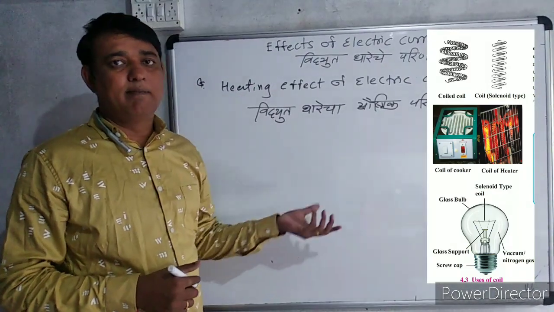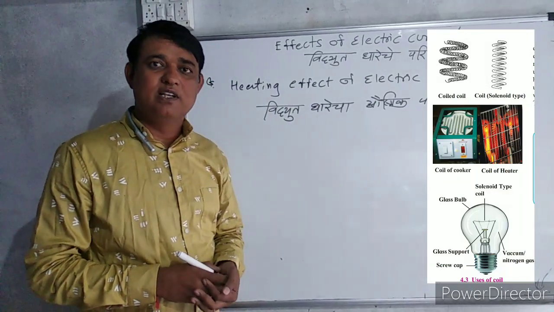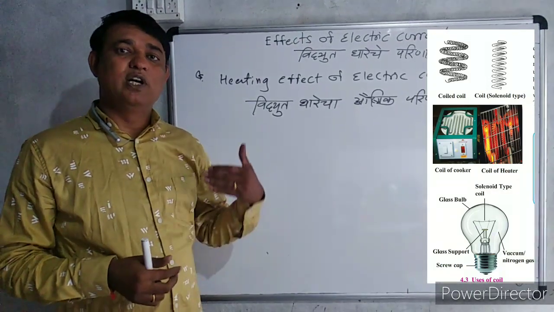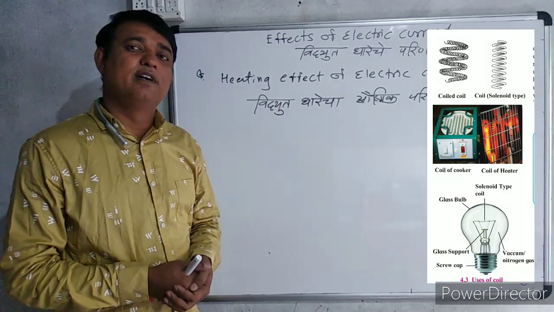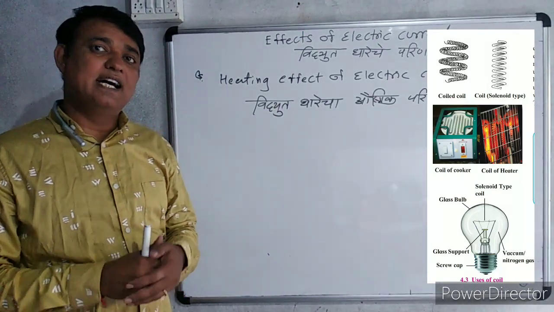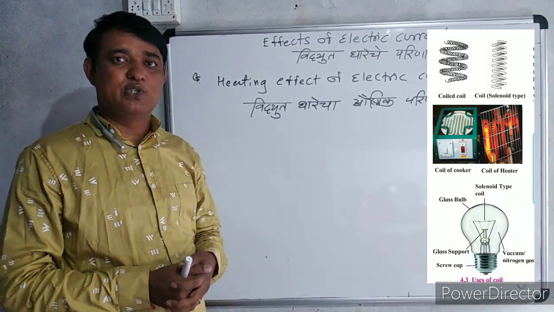Similarly in our bulb, tungsten filament is used. The tungsten filament is heated up to 3400 degrees Celsius and a large amount of heat is produced.